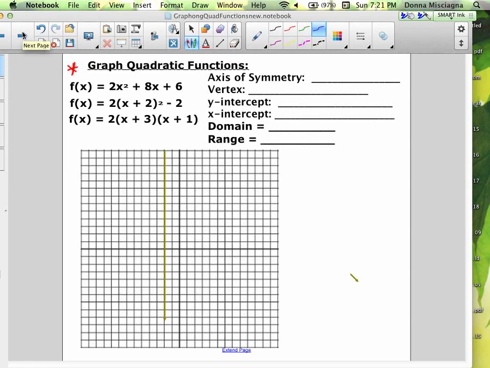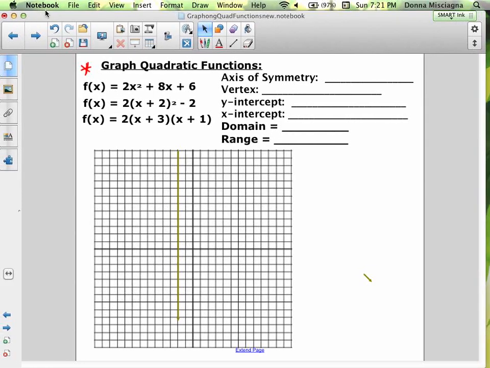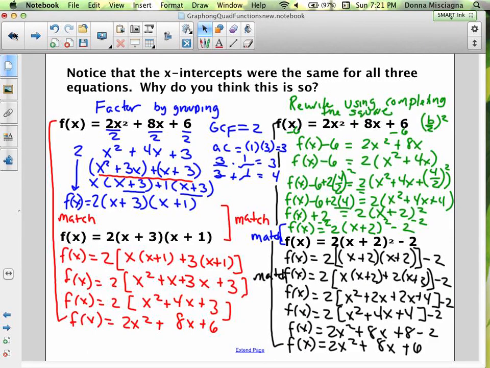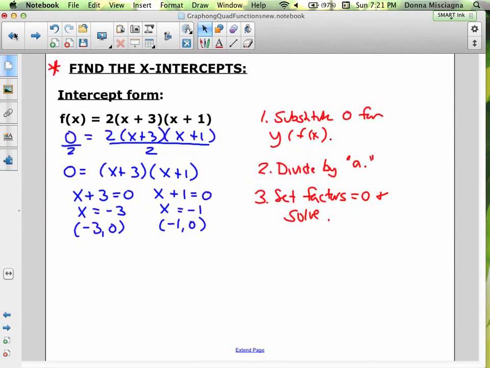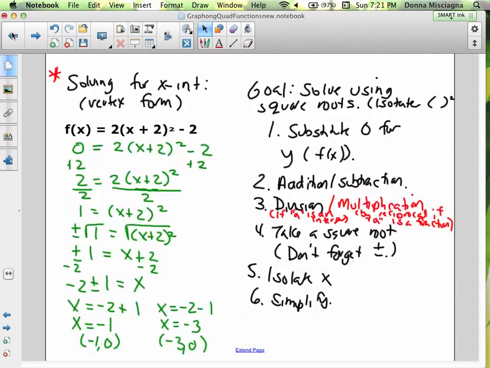All right, so the axis of symmetry, if we go way back to the beginning, all right, here we go. Actually, let's just keep going. So we'll go all the way back to the beginning, and then we'll pick up all of our things. I just wanted to remind you of everything we solved for.